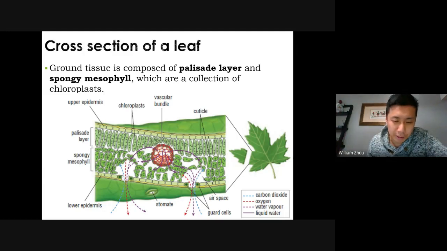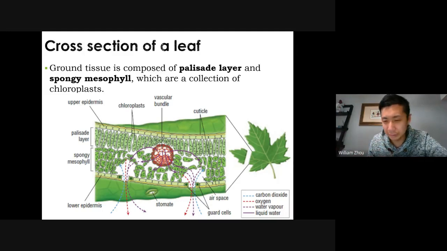Near the bottom, you can see, again, some pores, some holes. We call it a stomate near the bottom. That's where air comes in. So leaves have holes near the bottom to allow air, carbon dioxide, to come in, and it allows oxygen to get out.